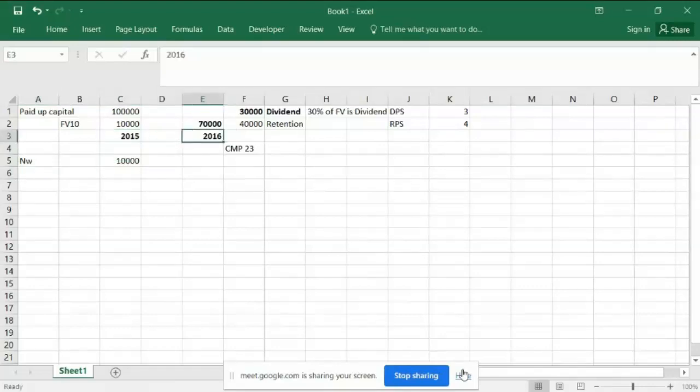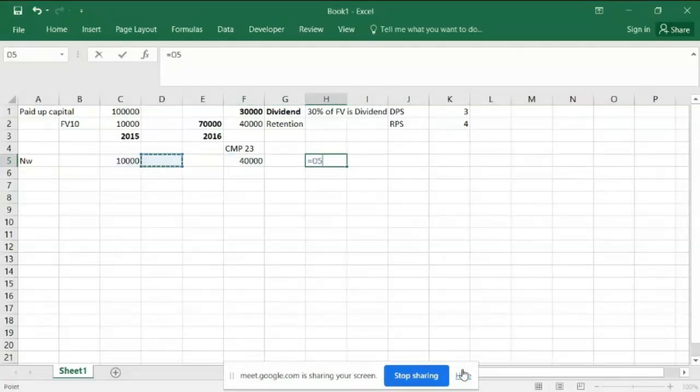In 2016, the company has earned a profit. Out of the profit, 40,000 rupees is retained for future purposes. So the 40,000 rupees is going to be added to the reserves and surplus of the company. The net worth is calculated on the basis of paid up capital plus reserves and surplus. So during the year 2016, the net worth of the company is paid up capital plus reserves and surplus.